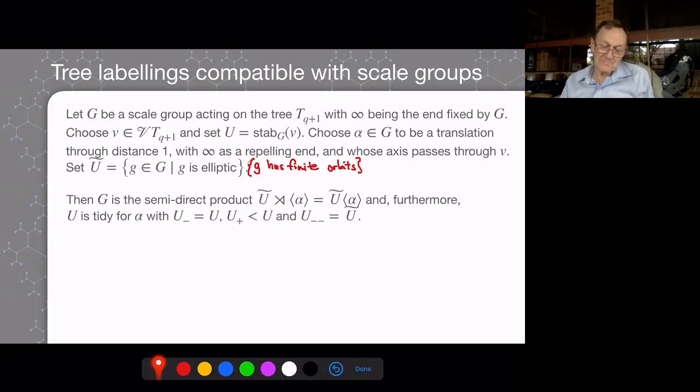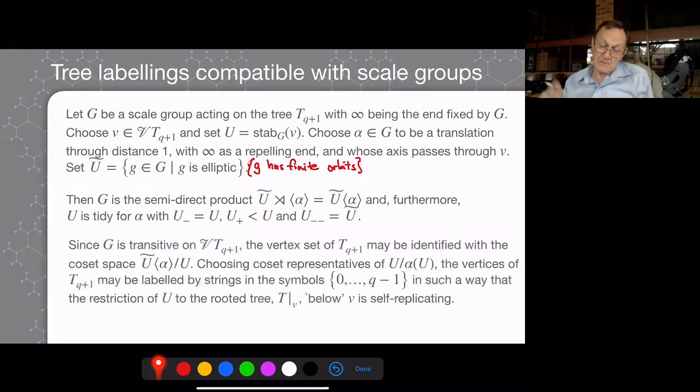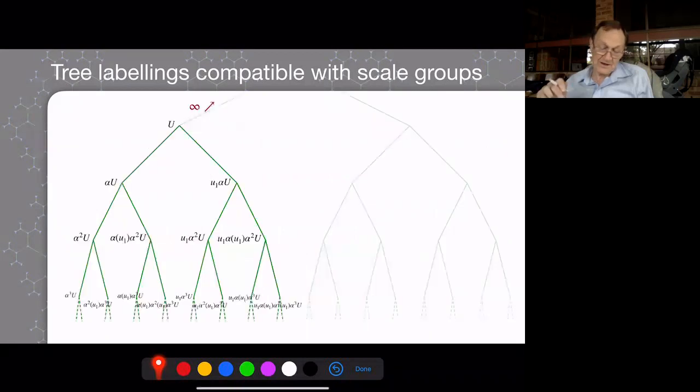U double minus is U tilde. And U plus is in fact a subgroup of U. So that's what we have from any scale group. And now we can use this to define a labeling of the vertices of the tree. We're going to do that by choosing coset representatives of the coset space U mod alpha U. I'll say more about this on the next slide.